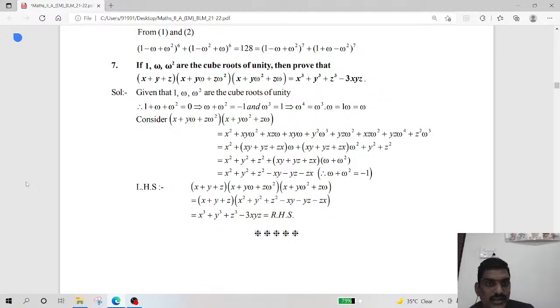(x + yω + zω²)(x + yω² + zω). First we can try to simplify this part. If we multiply, we get x², and ω times (xy + yz + zx), and (xy + yz + zx) times ω², plus y² + z². x² + y² + z², write it once. And from these two, take xy + yz + zx common; ω + ω² is left, that is −1. So you get x² + y² + z² − xy − yz − zx, which multiplied by (x + y + z) is nothing but x³ + y³ + z³ − 3xyz. Right, important question.